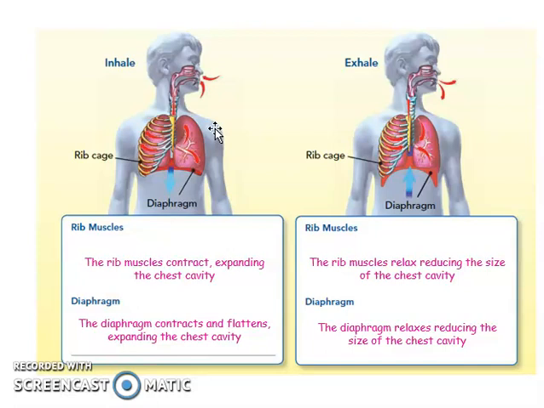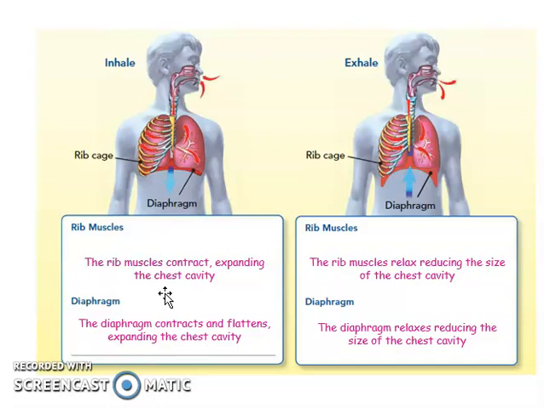So you will observe that when you inhale and then try to hold your chest, you will feel that the chest cavity is expanding. Expanding meaning it is getting enlarged or large. Okay? Then, what happened now to your diaphragm? Try to hold now your abdomen. Okay? Because the abdomen is near your diaphragm. So you can feel that the diaphragm contracts and then it flattens, expanding the chest cavity.